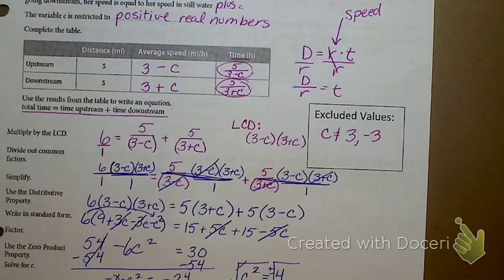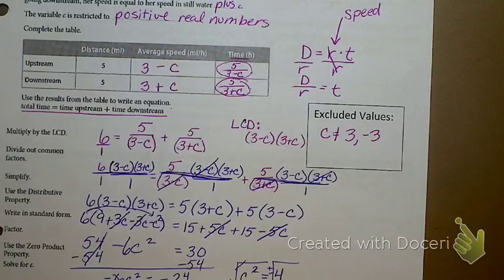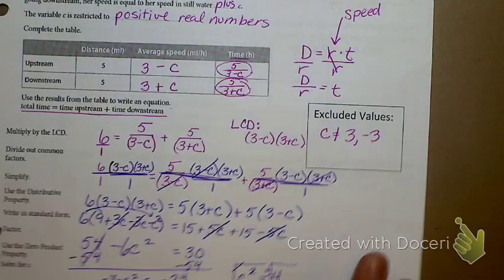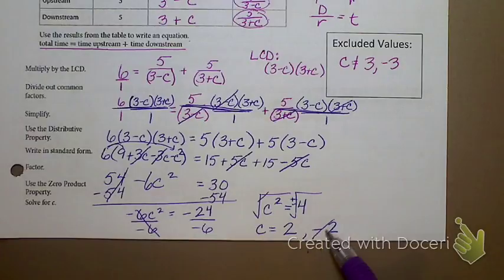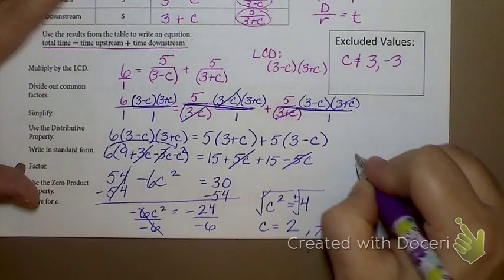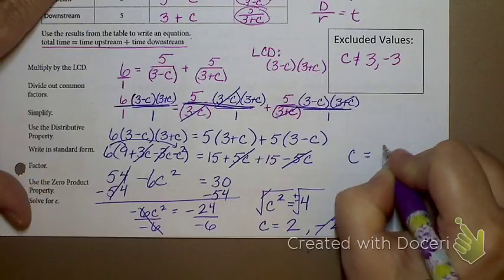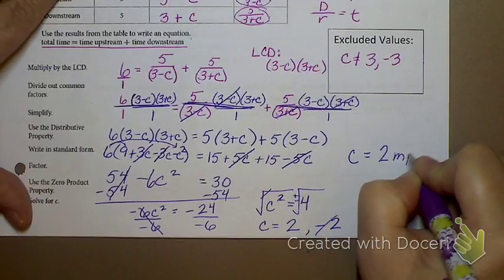What is my answer representing again? The current of the river. Do both of my answers make sense for that? Why not? I can't have a negative current, so I have to drop off the negative 2. I can't say that the current is negative 2. So I would say that the current is 2 miles per hour.